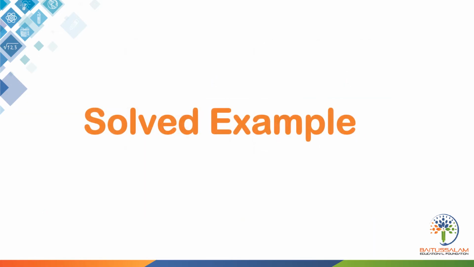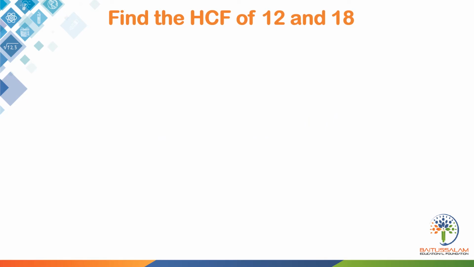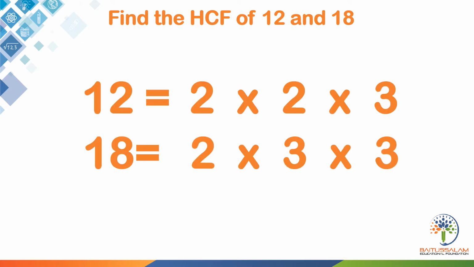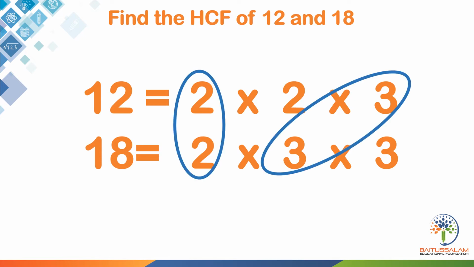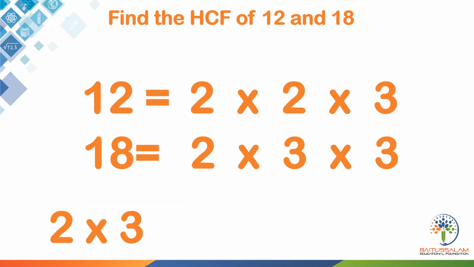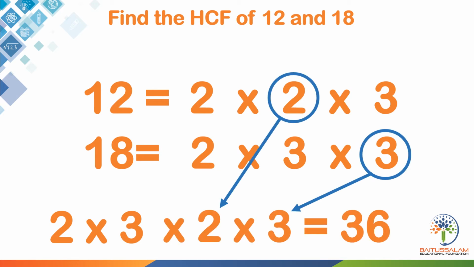Solved example. Find the LCM of 12 and 18. First step, the prime factors of both the numbers are listed. Secondly, the common prime factors are identified. 2 and 3 in this case. Finally, to find the LCM, the prime common factors are counted once and multiplied along with the remaining factors.